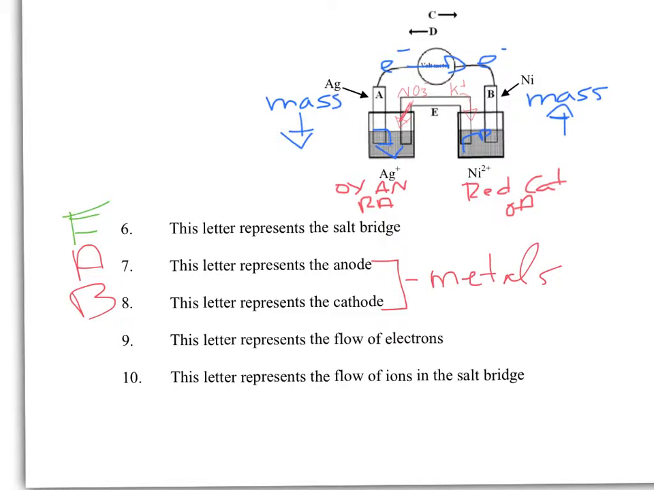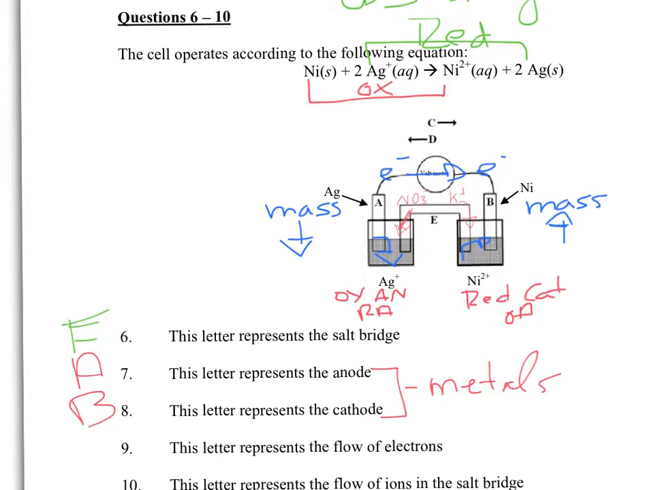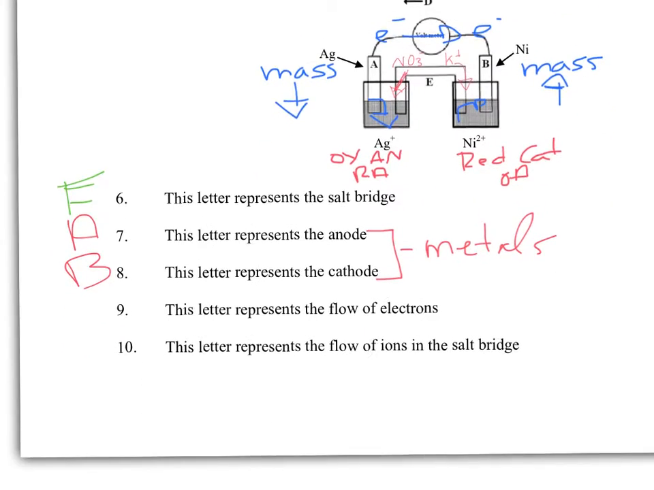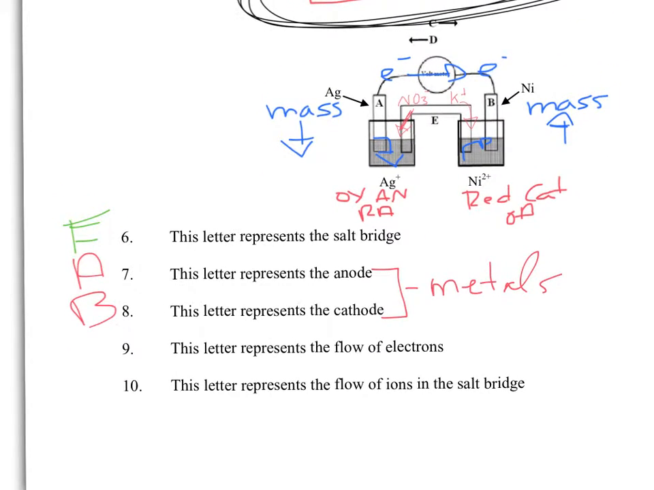But bottom line, how were we even able to label this entire thing? You have to know redox reactions. If you don't know that, you can't do any galvanic cell because you would have everything backwards if you can't label oxidation reduction.